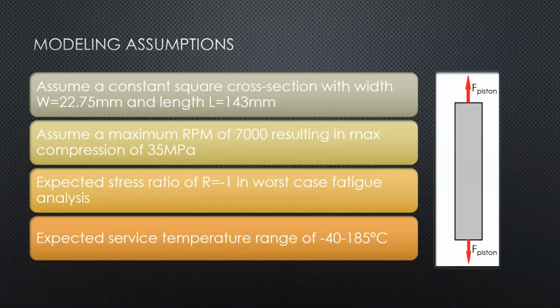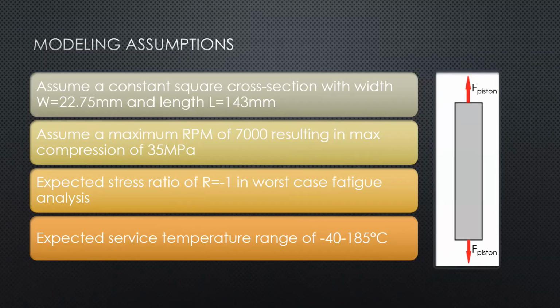For this analysis, we need to assume a constant square cross section. We can do this because of the areas that we are focusing on. We want to focus on the highest likelihood areas of buckling and failure, which is the thinnest section of the connecting rod. We are assuming a width of 22.75 millimeters and a length of 143 millimeters. We're going to assume a maximum RPM of 7,000, which results in a maximum compression of 35 megapascals. This is a low capacity engine, and so we don't need a very high RPM margin.